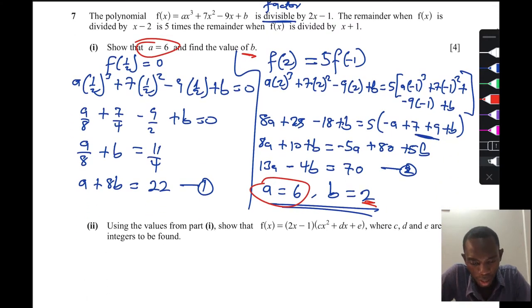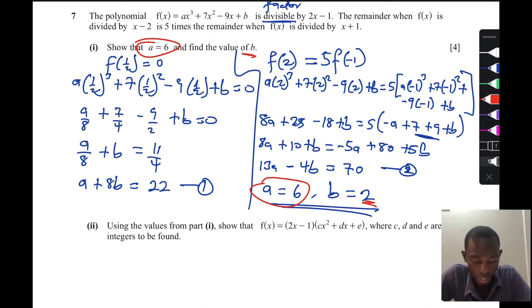Now the b part says that using our values from part I, now that we found a and b, we should get the full polynomial and then factorize it. Basically, that's what they want. One factor is linear and one is quadratic. The linear is the 2x minus 1. The quadratic is cx squared plus dx plus e. And we are going to find those constants, the c, the d, and the e.